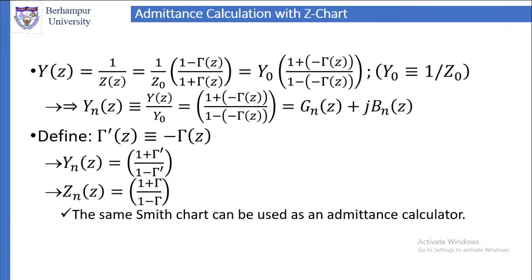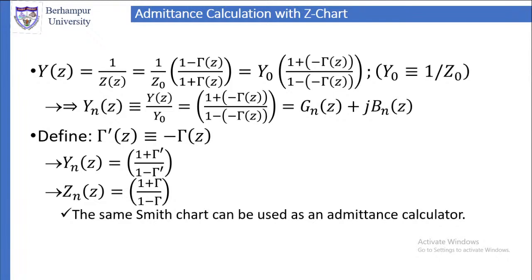Admittance is 1 upon impedance. Therefore, Y is equal to 1 upon Z. Z we know is equal to Z0 into (1 plus gamma) by (1 minus gamma). Therefore, 1 upon Z is equal to 1 upon Z0 into (1 minus gamma) by (1 plus gamma). Now 1 minus gamma we can write as 1 plus of minus gamma. In the denominator, similarly, 1 plus gamma we can write as 1 minus of minus gamma.